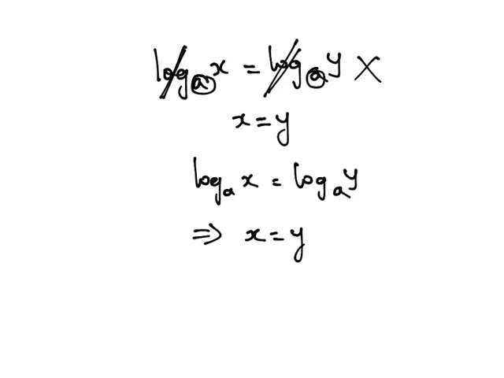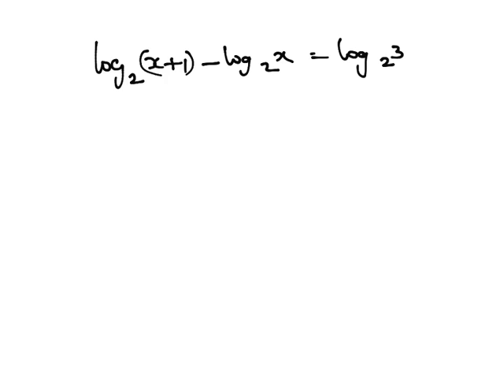Okay, so let us solve some problems using product rule as well as quotient rule. This is the first problem. Log of x plus 1 to the base 2 minus log x to the base 2 equal to log 3 to the base 2. So what I'll do is on the left hand side, I will make it into a single logarithm using, as you can see, the bases are same and there is a minus sign in between.